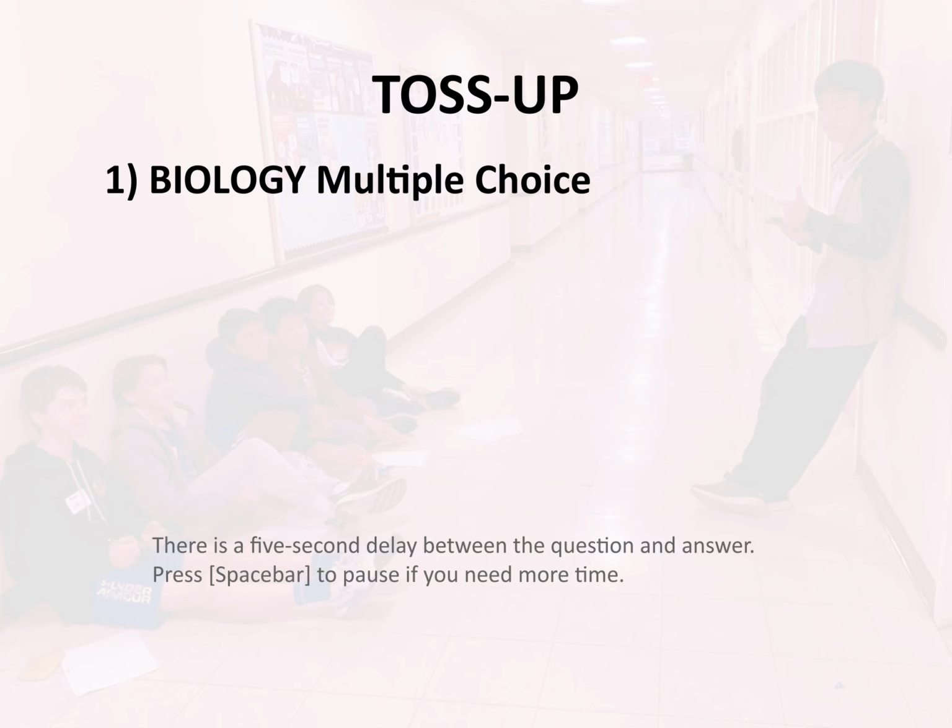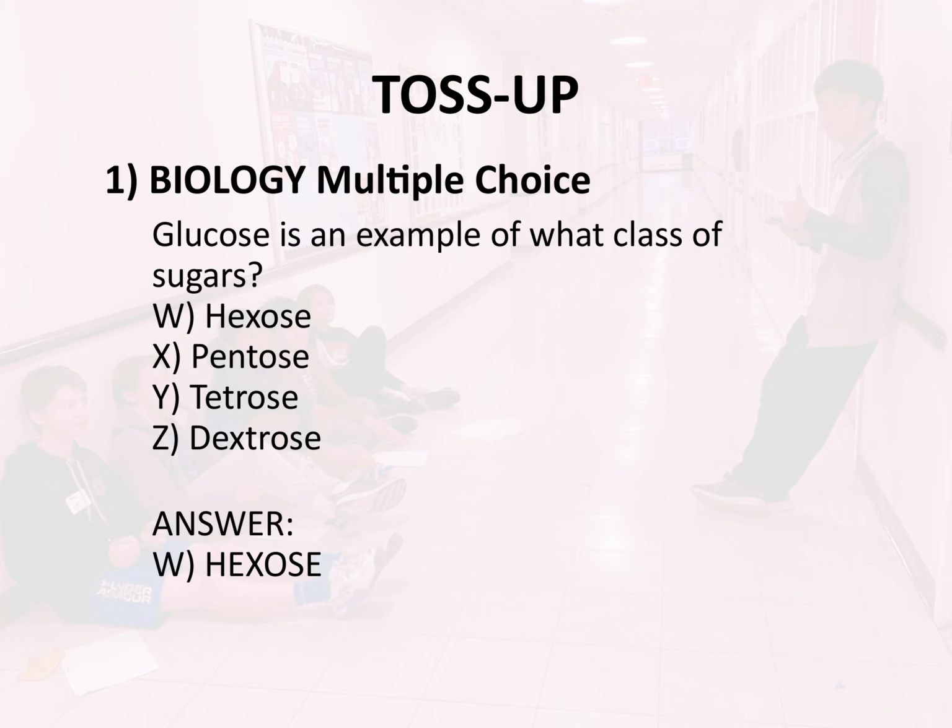Toss-up 1. Biology. Multiple choice. Glucose is an example of what class of sugars? W. Hexose. X. Pentose. Y. Tetrose. Z. Dextrose. Answer. W. Hexose.